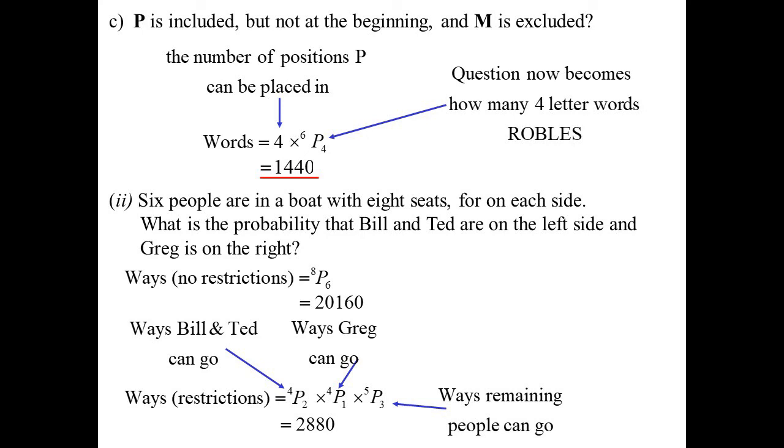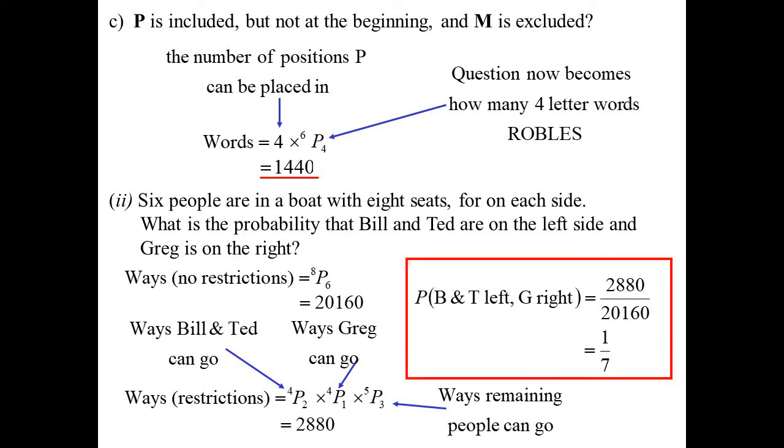So now we can answer our probability question. 2,880 over 20,160 is 1 in 7. There's a 1 in 7 chance of doing that.